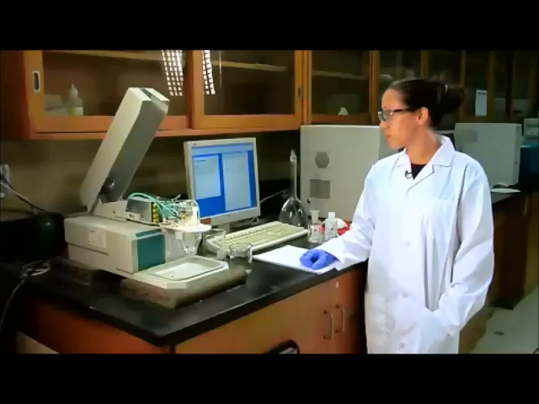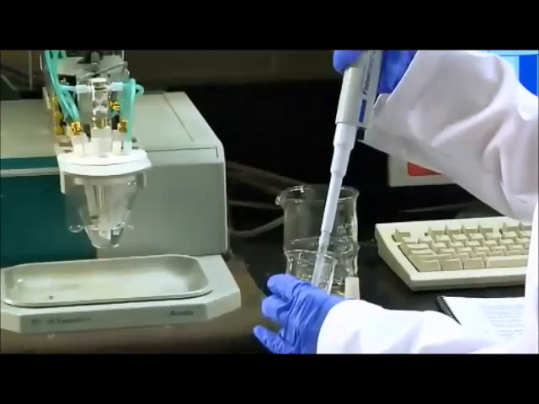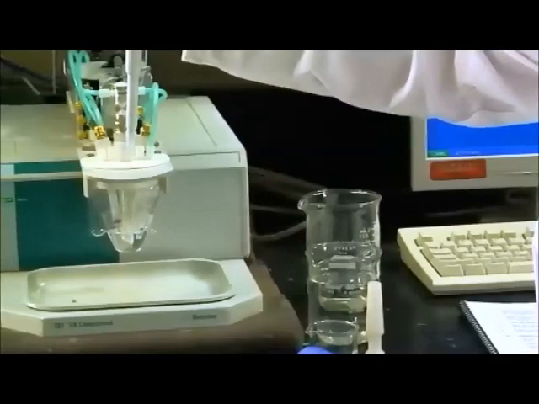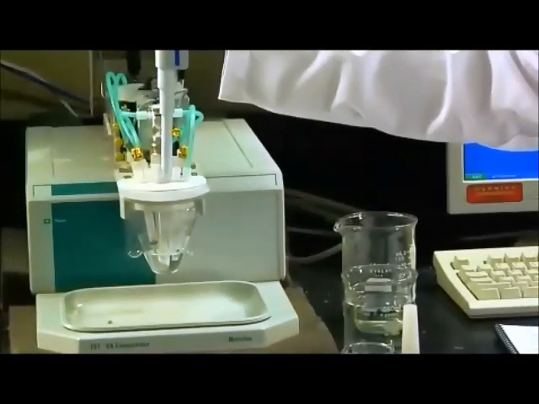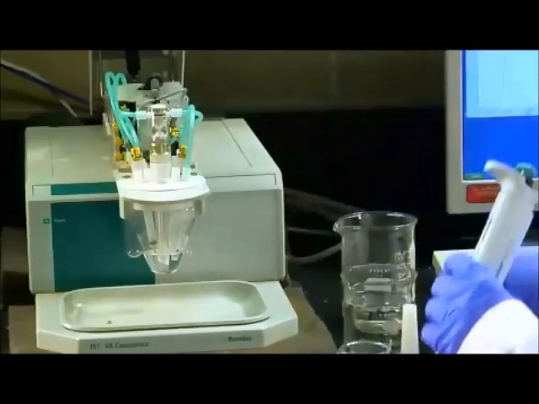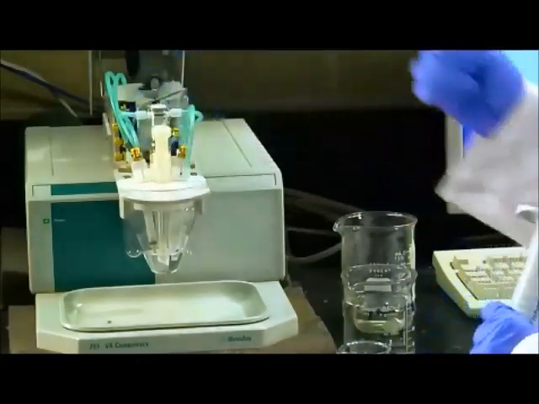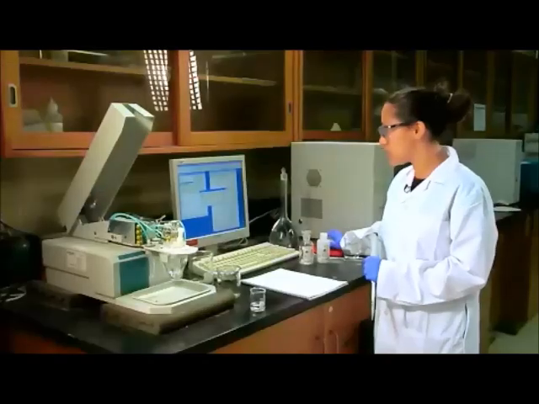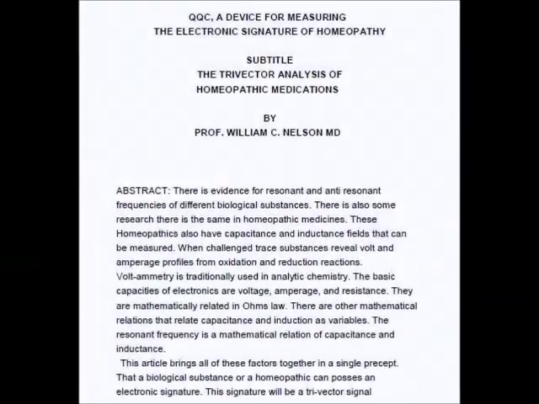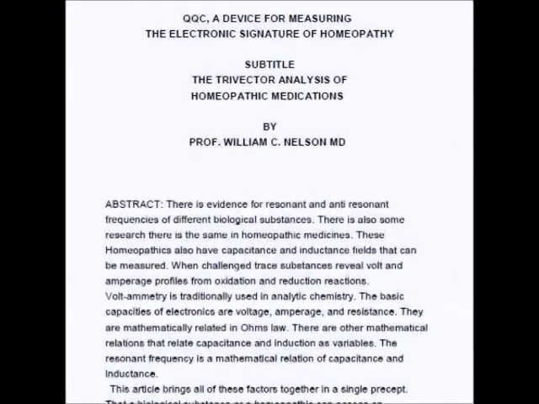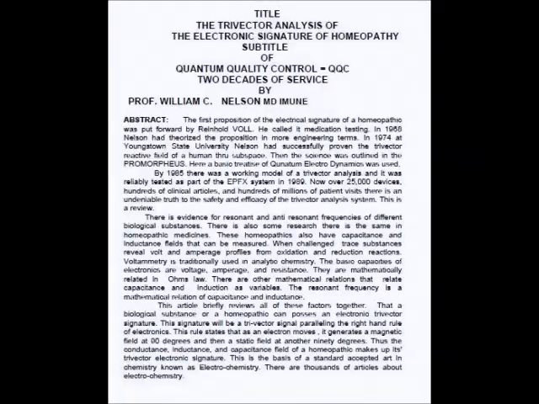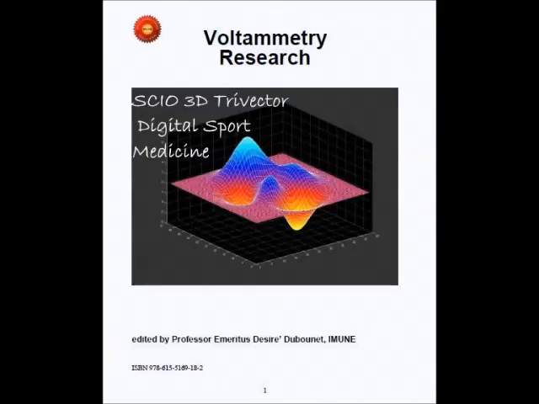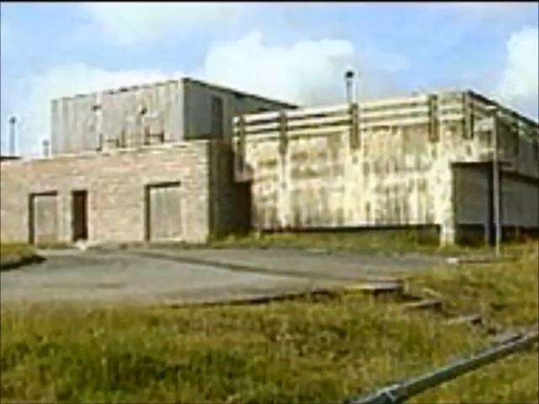The xeroid process allowed us to take this trivector voltammetric signature that we found for thousands and thousands of different items, all tested in the laboratory, and then give that to the patient electrically and see how they would react. This started us into a process leading to the QQC development, a separate machine from the SCIO. This machine allowed us to measure the voltammetric electrical signature of different items. This led to a book known as Voltammetry Research, where we found that this was three-dimensional. Remember the three-dimensional ideas. From here, we started to expand, and we did studies in England.